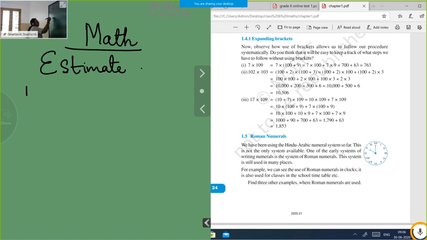Estimate. First question. Estimate the sum. So write the answer now itself. Don't say anything now. Teacher will ask in the last interaction section, at that time teacher will ask the answers. Next.